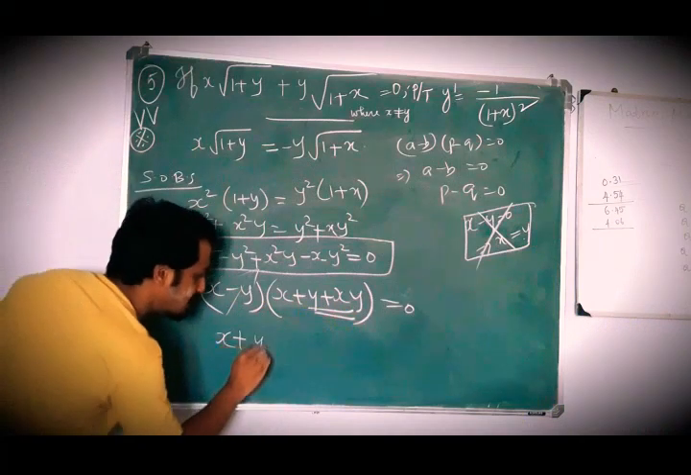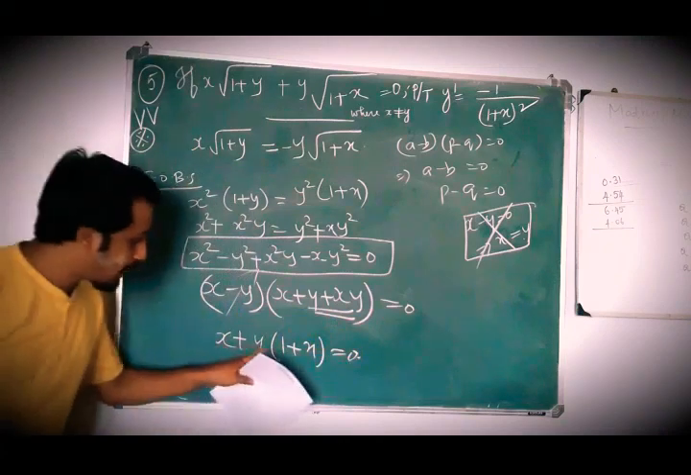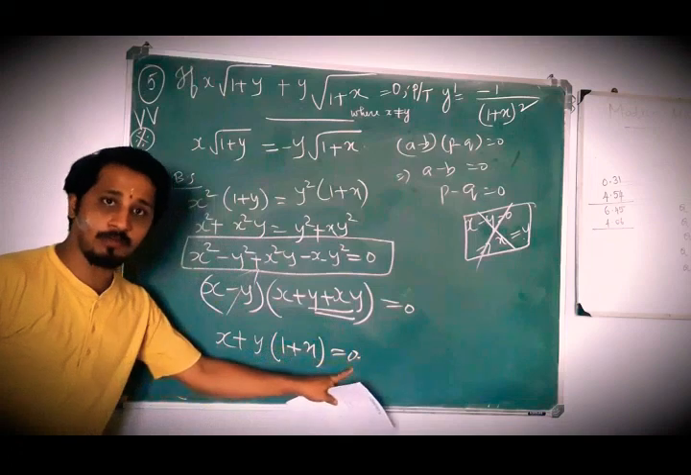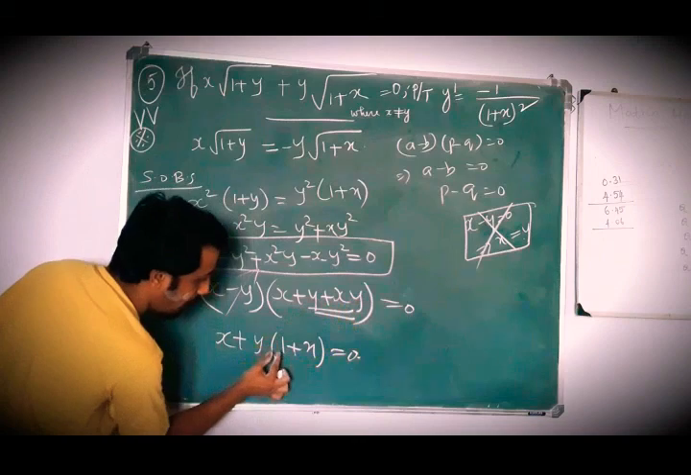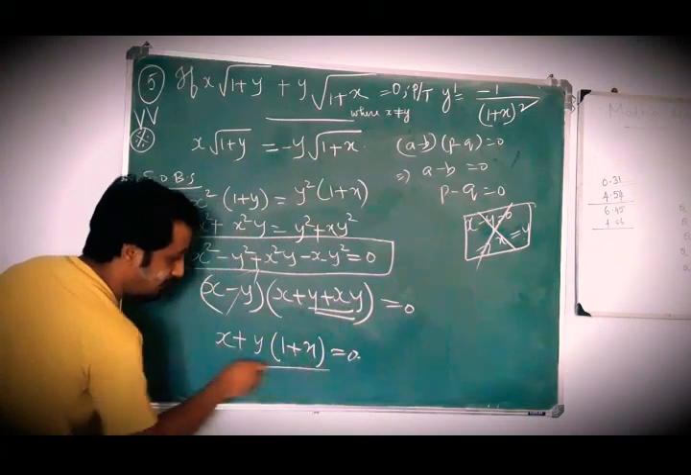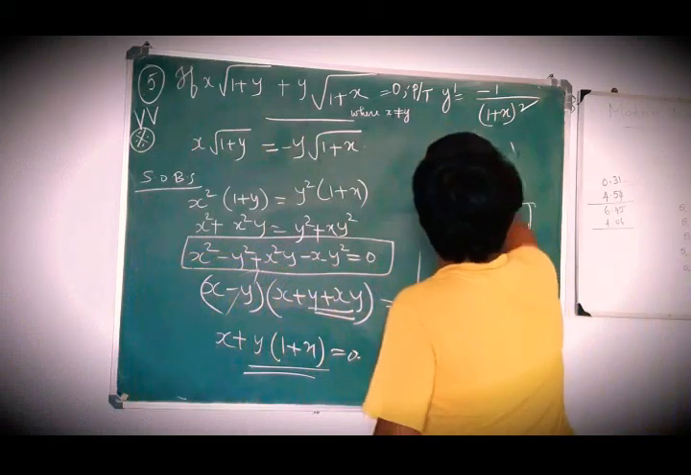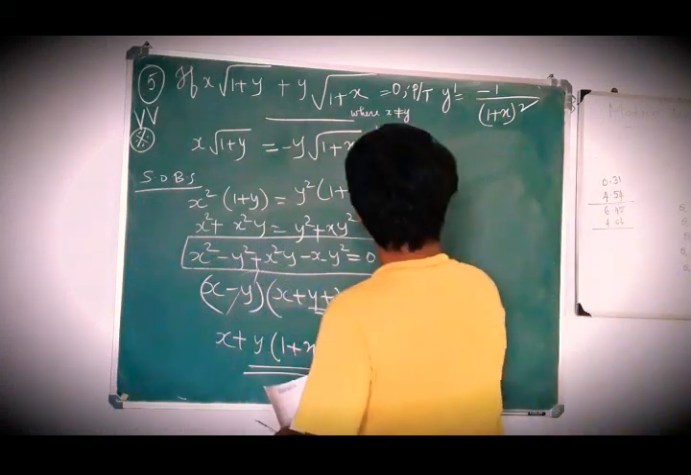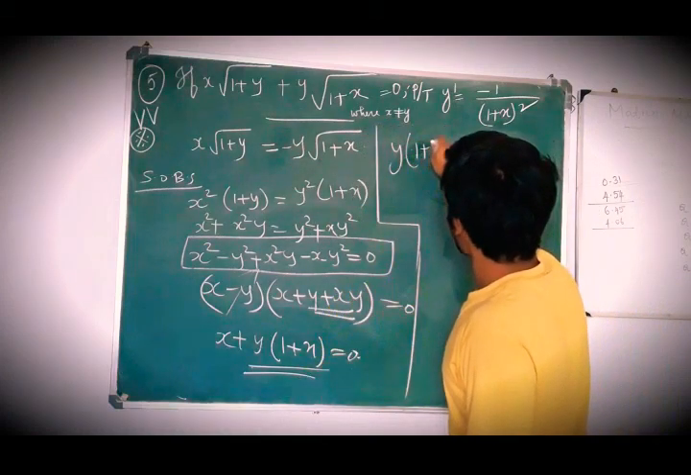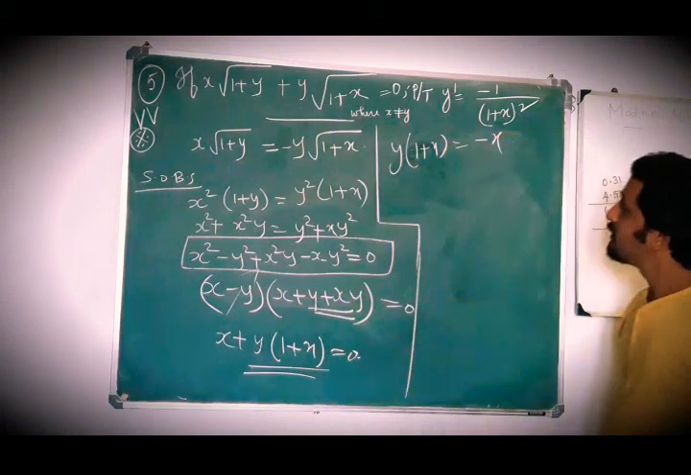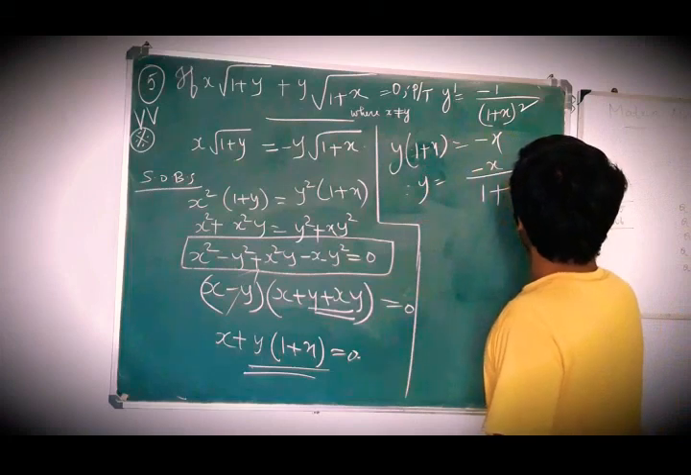So from these two terms, can I take y outside? So x into y plus y into (1 plus x) is equal to 0. Yes or no? From these two, y plus xy, I can take y outside: y into (1 plus x) is equal to 0. From this, I have to differentiate. That is, what is y? So y into (1 plus x) is equal to minus x. Yes or no? So therefore y is equal to minus x by (1 plus x).